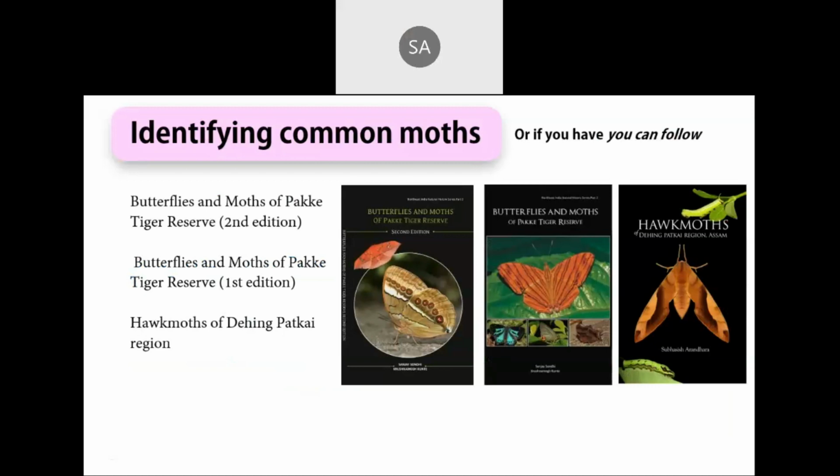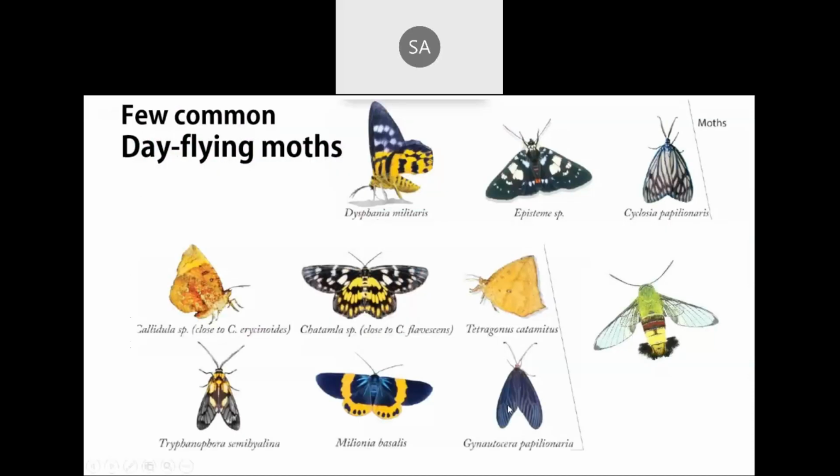There are also some books that are based on different localities. That is Butterflies and Moths of Pakke Tiger Reserve. Two versions are there. They are basically for butterflies, but many moths are also there. Then one, Hawk Moths of Dihing Patkai Region, which speaks about the hawk moth family in the Dihing Patkai, which is the national park, and in and around areas. This is written by myself. So this enumerates around 47 to 50 species, and this helps in identifying local moths. Next slide.